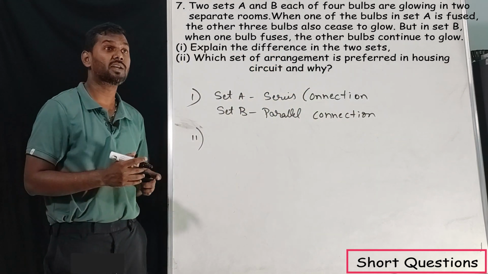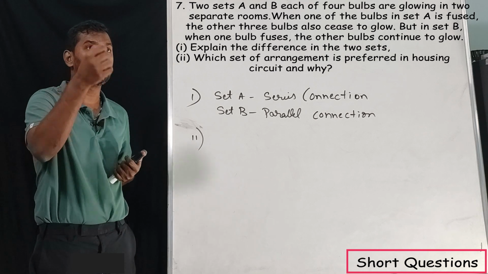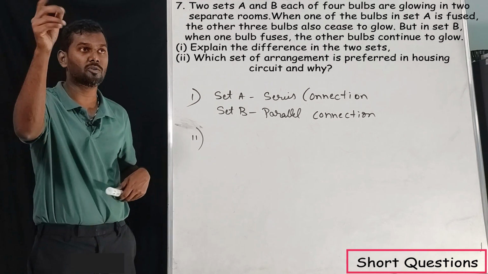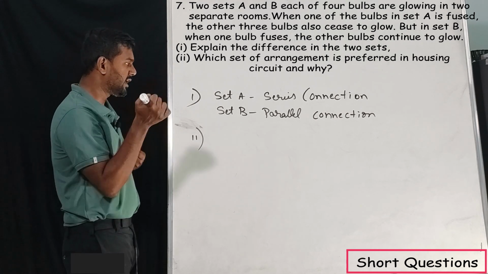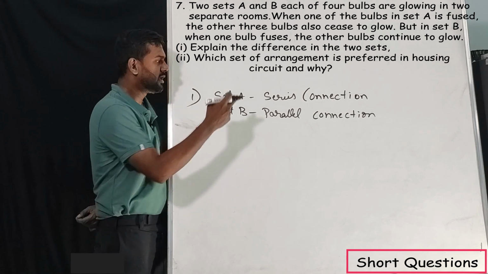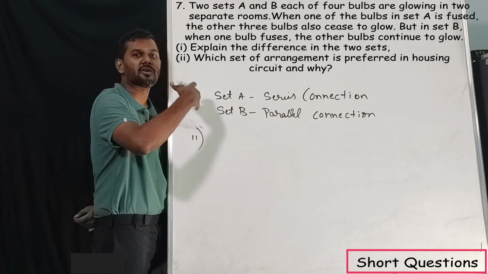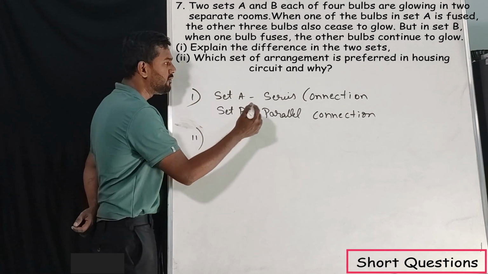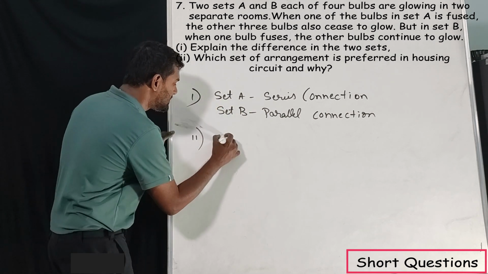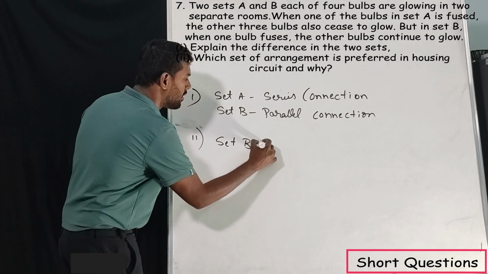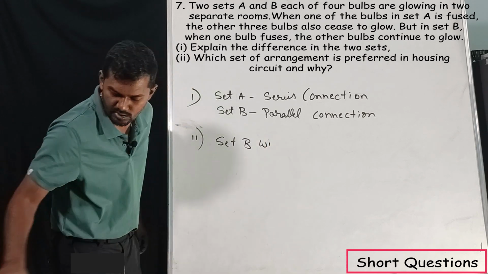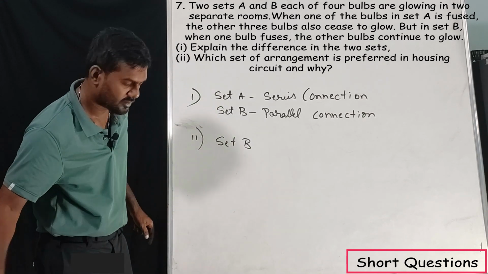Second one, which set of the arrangement is preferred in housing circuit and why? Very important question. See, which connection do you prefer? In set A, if one bulb has a problem, that means everything stops glowing. We won't recommend set A. Set B is the recommendation.